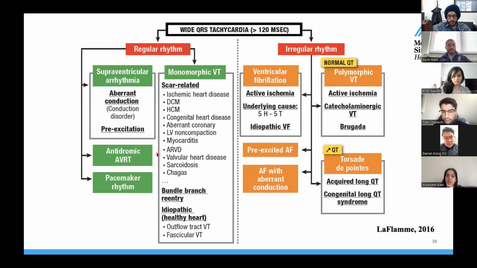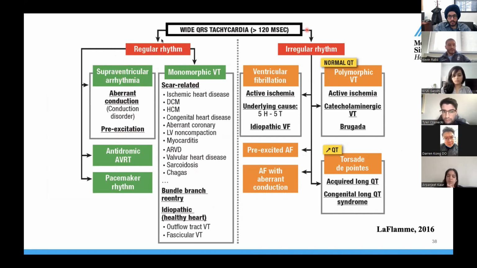And this is just a great diagram. It kind of highlights a lot of what we just went through. So regular rhythms, you think of SVTs with aberrant conduction or WPW. This is that other atypical pathway I mentioned, paced rhythms, and your last differential is VT.